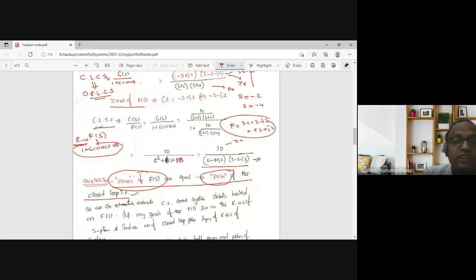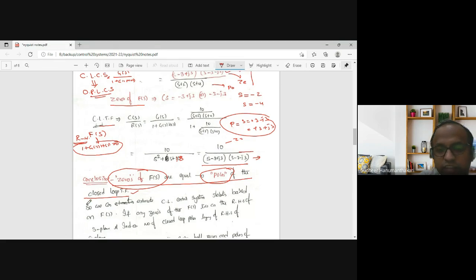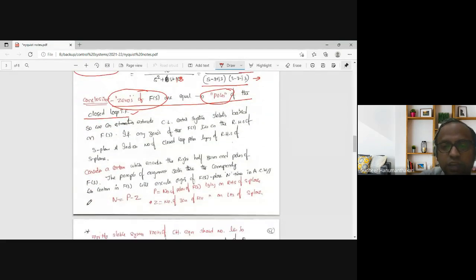So in order to determine whether the zeros of F(s) lie on the left hand side of the s plane or not, we have to take a contour so that it will enclose all the poles and zeros lying on the right hand side of the s plane. So what my Nyquist stability criterion is: we are going to estimate closed loop control system stability based upon F(s).